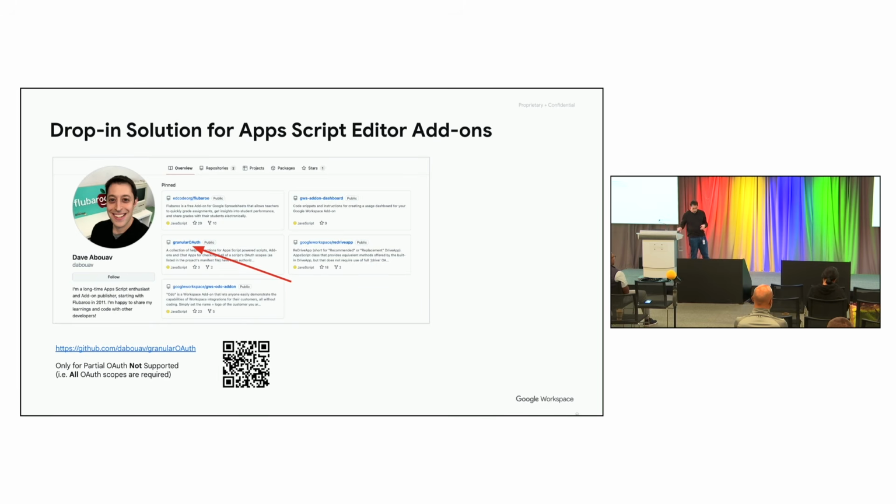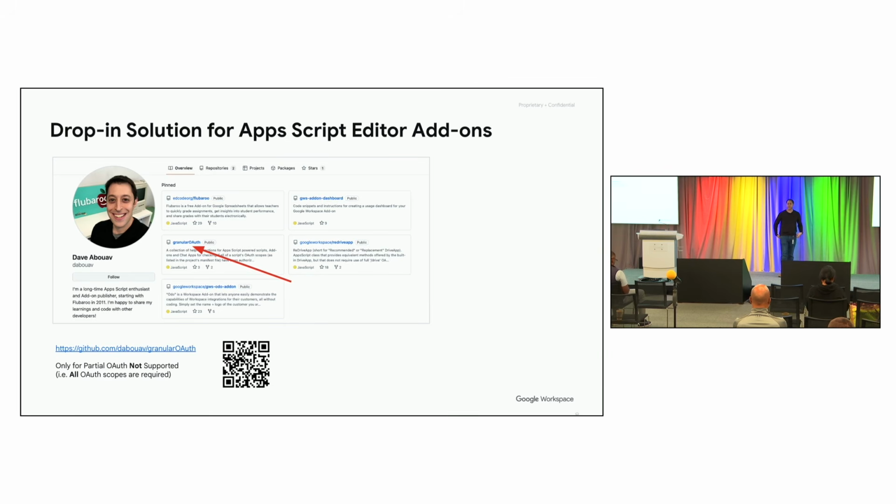Lastly, I put on my personal GitHub, which is linked to here, github.com/dabuav, again, that last name, sorry, /GranularOAuth, and there's a QR code. There's a Granular OAuth set of code. It's basically the code I showed here today, so that you can easily drop this in if you want to for the partial OAuth not supported use case, right?